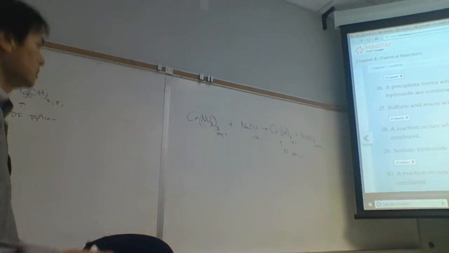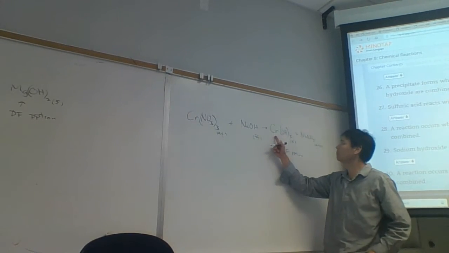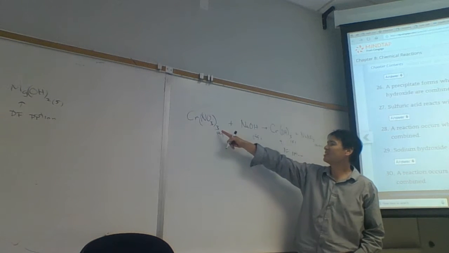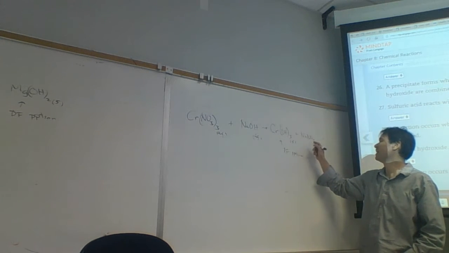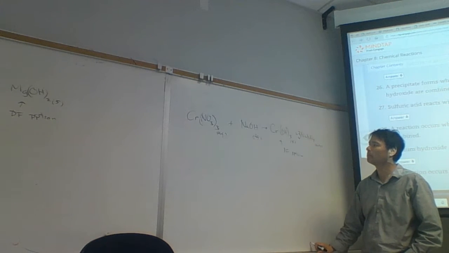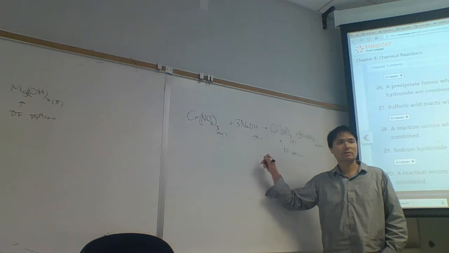We should balance this next. So when we balance it, I have one chromium, one chromium. One sodium, good. 3 nitrates here, but only 1 nitrate here, so I'm going to multiply that by 3. Then 3 sodium. And then 3 sodium hydroxides, and then it's balanced. So this is good.